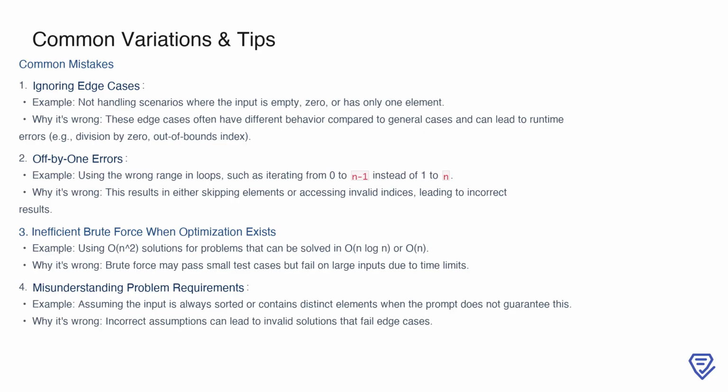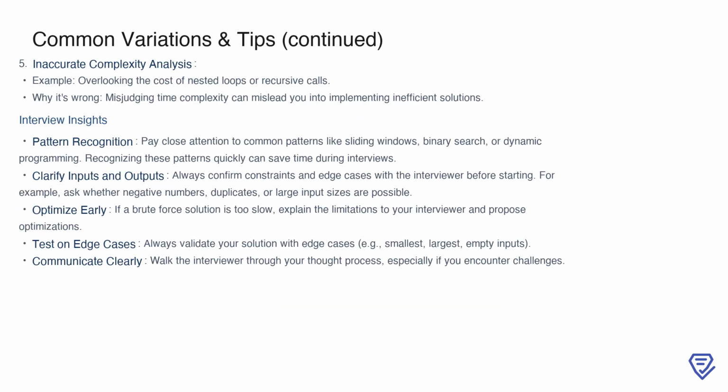While brute force might work for small test cases, it often fails on larger inputs because of time limits. Lastly, misunderstanding the problem requirements can lead to invalid solutions. For example, assuming the input is always sorted or contains distinct elements when the prompt doesn't guarantee these conditions can cause your code to fail critical edge cases. Inaccurate complexity analysis is another mistake to watch out for. Overlooking the cost of nested loops or recursive calls can lead to underestimating the time complexity of your solution. This might mislead you into implementing something inefficient.